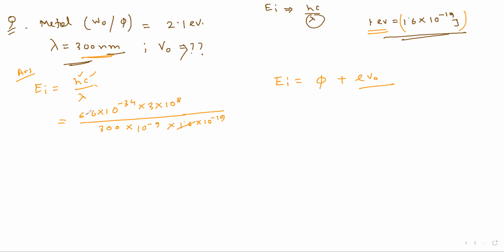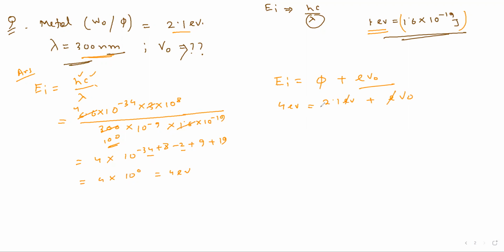So this is 4 into 10 to the power minus 34 plus 8. When the 2 comes upper, this becomes negative, positive, again positive. So what is the value? 34 minus 36, so 10 to the power 0. That means 4 electron volt. So this value is given as 4 electron volt, 4 eV. What is the value of this one? 2.1 eV. You have to find out V naught.